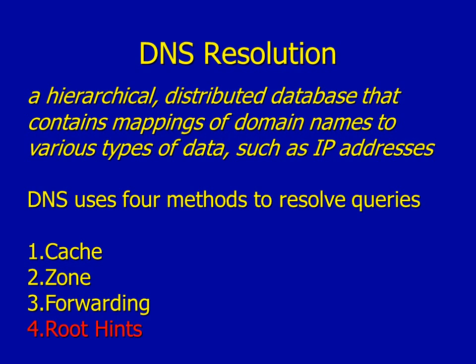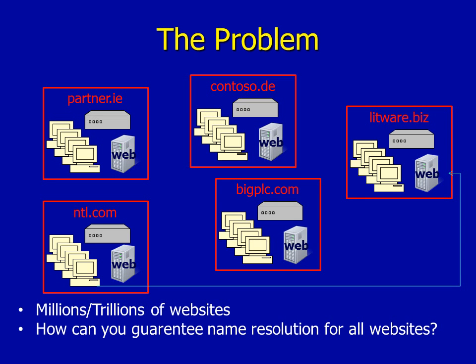Root hints is the very last resort and is used the least, but is arguably one of the most important parts of DNS resolution and the whole DNS hierarchy and how the domain names work. So let's have a look at the problem. Millions and trillions, arguably, of websites out there. I've got a number of them up here with different top-level domains, different second-level domains. So we've got contoso.de with the top-level domain DE, and the second-level domain contoso. We've got all these companies and organisations, so how do they connect to each other and find out the IP addresses of their web servers and other services which these companies offer?